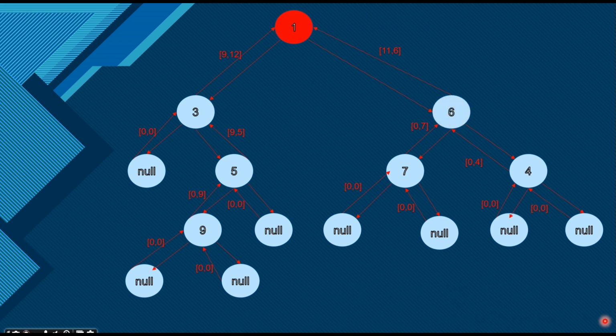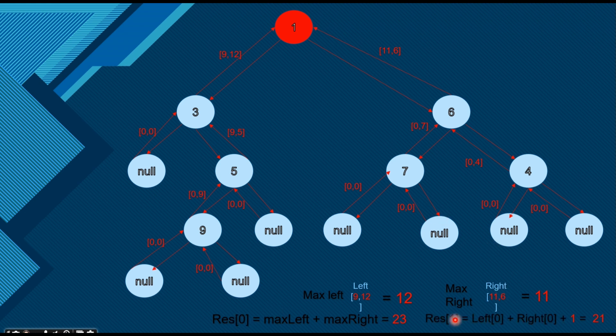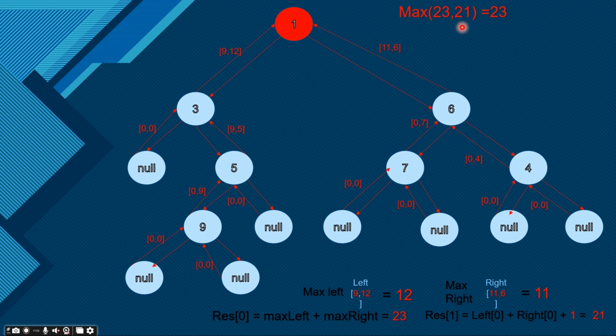Now at 1 we will again do the same. So for the left we are getting 9 comma 12, and for the right we are getting 11 comma 6. The maximum will be max left plus max right for the first element, that will be 12 plus 11, 23. And for the second element, that is left 0 plus right 0 plus 1. And finally, we will take the maximum of 23 comma 21, that is 23. So finally we'll return 23.